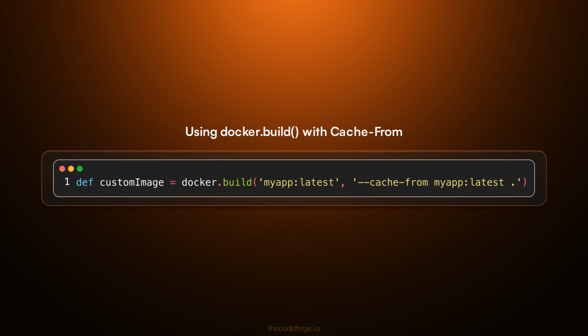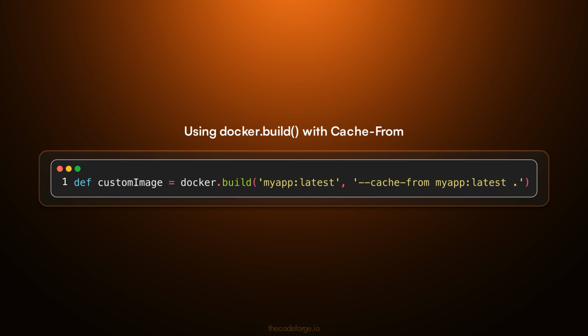The article mentions docker build, but doesn't show how to leverage layer caching with cache-from. This snippet demonstrates building an image while reusing layers from a previous build to speed up subsequent runs.